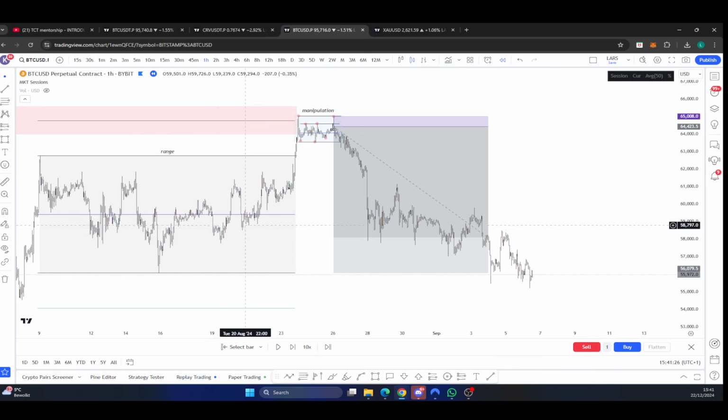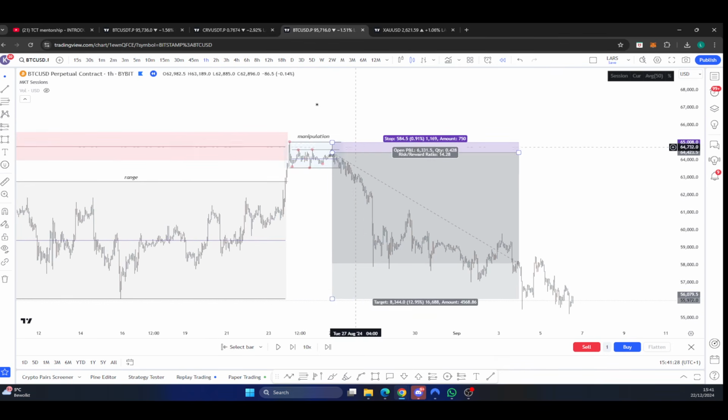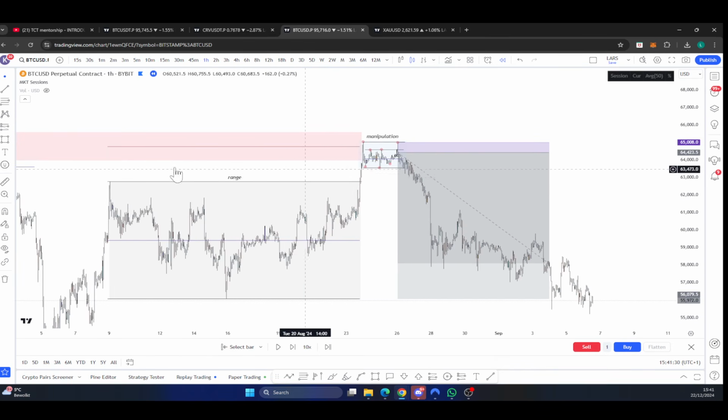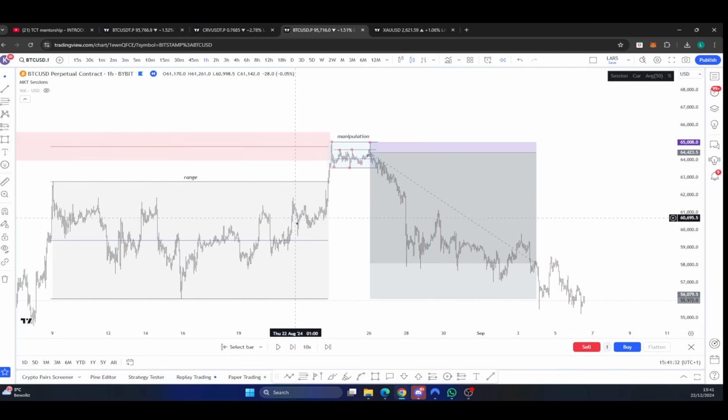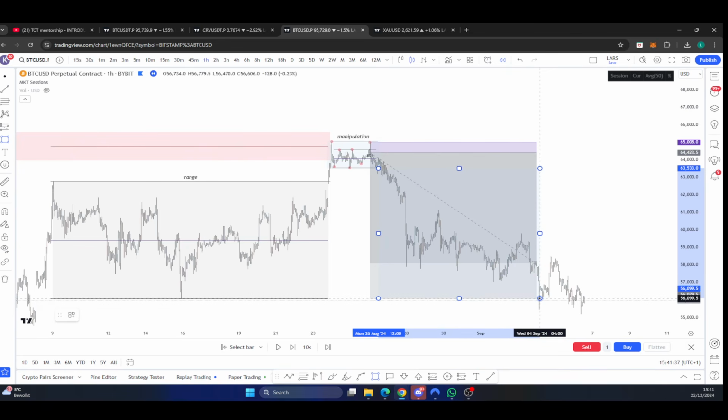And therefore, we need to have that proper return to zone. And I also want a proper manipulation range above that original range from the PO3. And then right here, you can see the expansion towards the downside. And also here, it's a prime example.